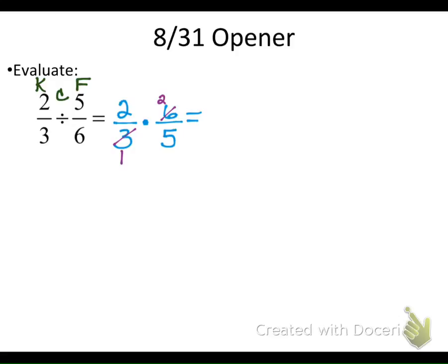So now we're going to go to the next step, which is multiply my numerators. So, Brendan, multiply my numerators for me. 2 times 2 is 4. Go ahead and multiply my denominators. Brendan? 5. And since I reduced at the beginning, I don't have to worry about it at the end. So my final answer is going to be 4/5.